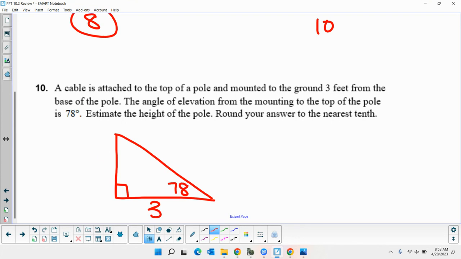What's the height of the pole? So we're looking for that. Does that make sense? Some of you had that backwards. Some of you had the 78 up there and the 3 here for the pole. Okay? So it's mounted 3 feet from the base of the pole. If you wanted to flip that sideways, then it would work, I guess. So here's my angle. What side is X? Opposite. What side is 3? Adjacent. Which one uses opposite and adjacent? Tangent.